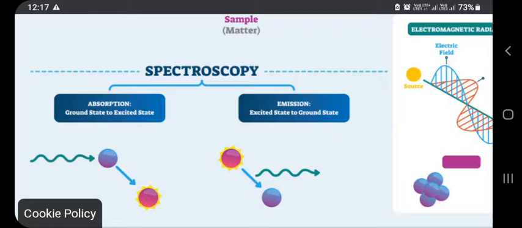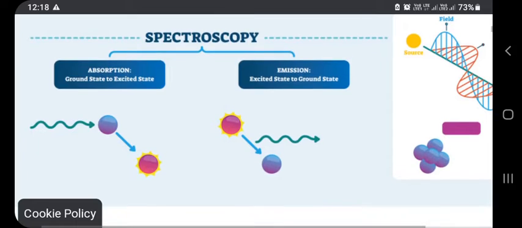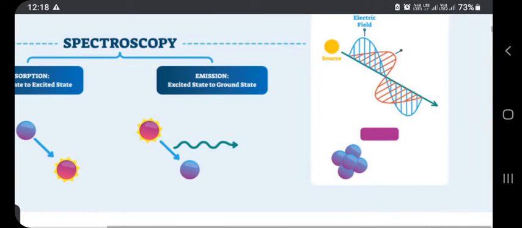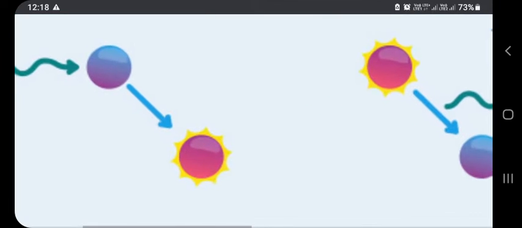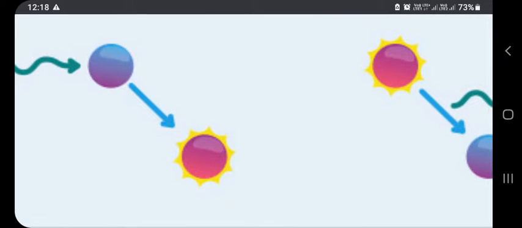Based on this property there are two kinds of events. What are they? Absorption of the light or emission of the light. Coming to emission, when light strikes a particular matter, it absorbs some portion, and the molecules are excited from the ground state to the excited state. When light is allowed from the ground state to the excited state, the electronic configuration changes.